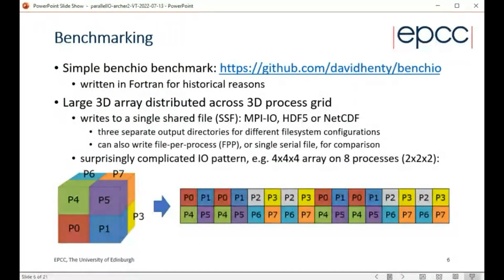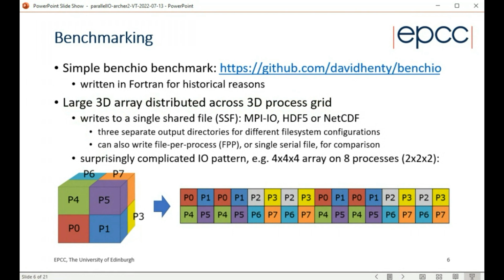The benchmarking has all been done by a simple benchmark called benchio that I wrote, building on some work that colleagues Adrian Jackson and Fiona Reid, amongst others, had done under a previous project. It's written in Fortran for historical reasons. What it does is it takes a large 3D array distributed across a 3D process grid. That might seem like a very simple use case, but actually it's a lot more complicated than the standard benchmarks you often see, like IOR, which is why I use it.